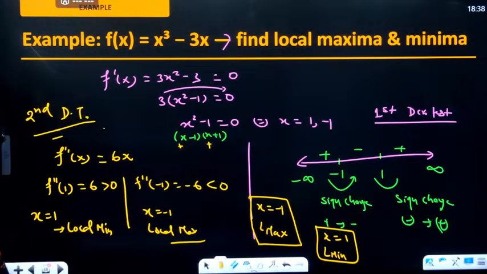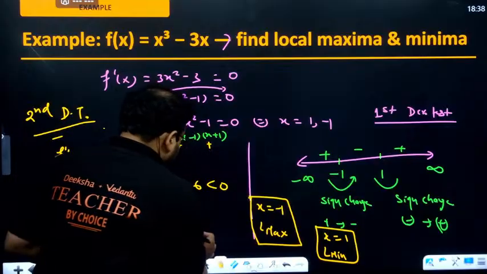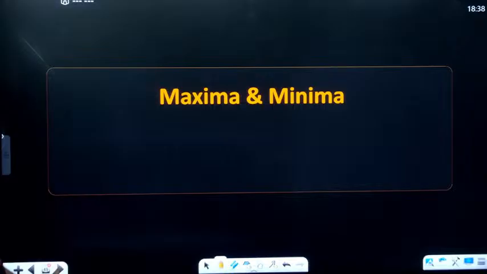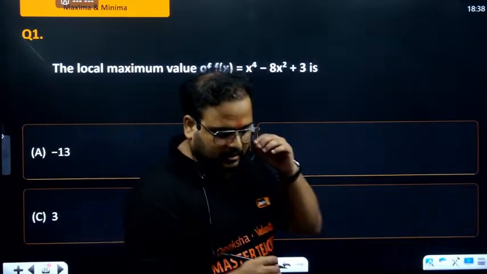Second derivative negative means local maxima, and second derivative positive means local minima. So both the methods are clear, I hope. Any doubts you have, please ask me. Some questions to solve.